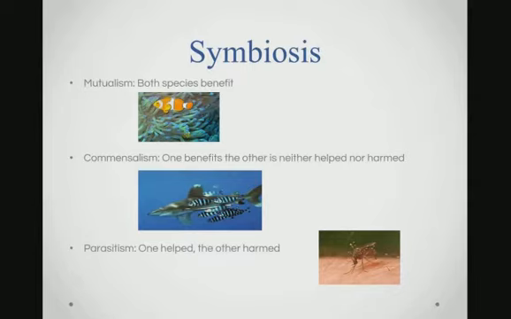Symbiotic relationships are also found in communities. Here are the three main types that we talk about when we talk about symbiotic relationships. The first one is a mutualism. That's where there are interactions between two different species where both species benefit. You see that the clownfish and the anemone is a popular mutualistic relationship that people talk about.